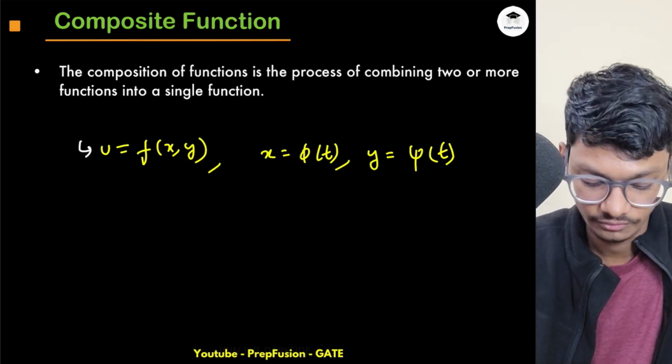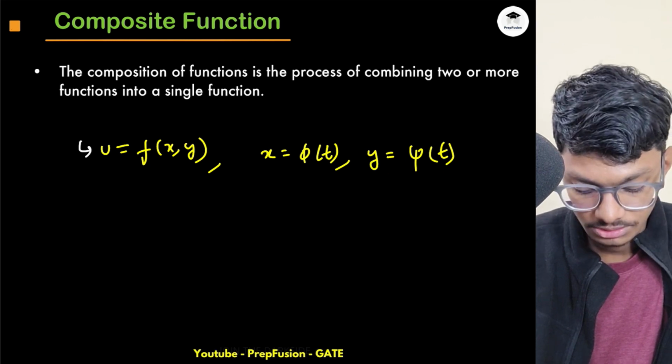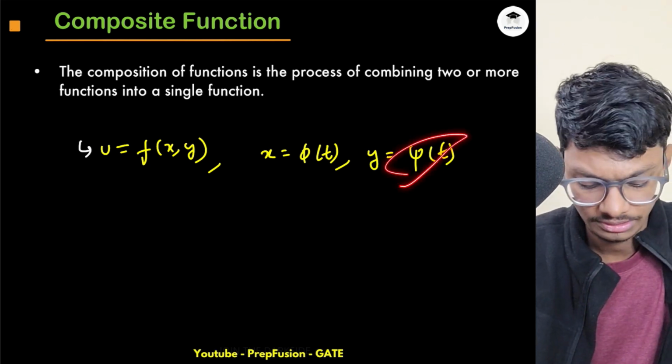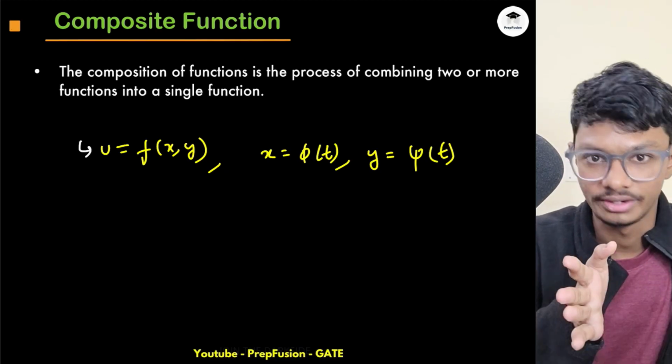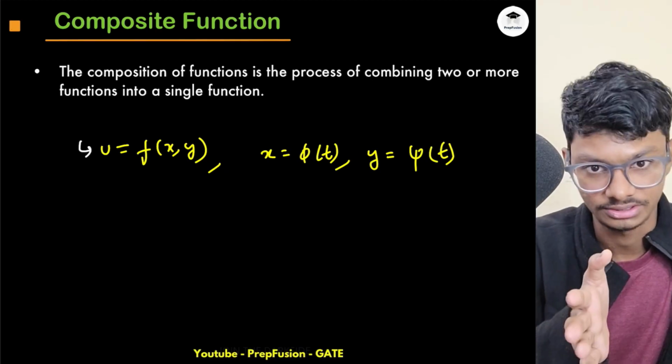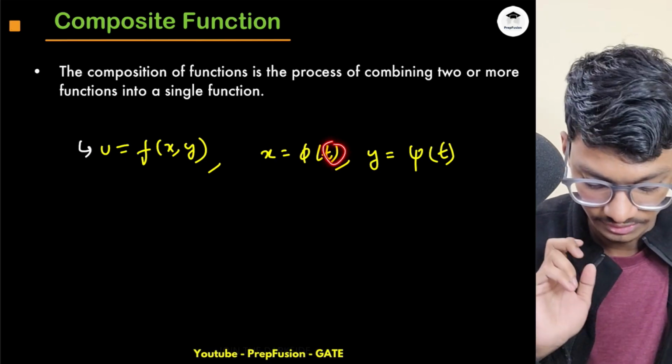So x is another function of t, y is another function of t, right? Can I give you a practical example? I'm moving in the x direction, I'm moving in the y direction. A car is moving in the x direction and the y direction. So it can be a function of time as well. That's why t is written over there.